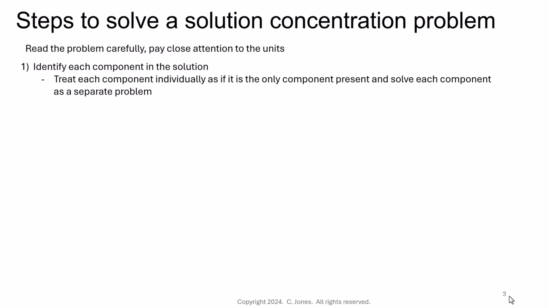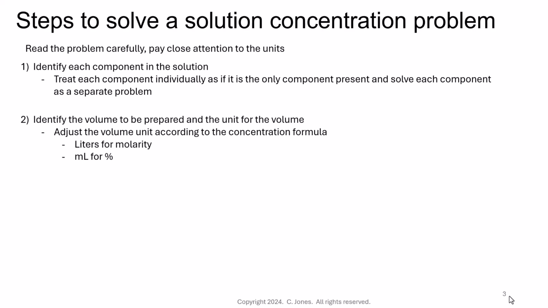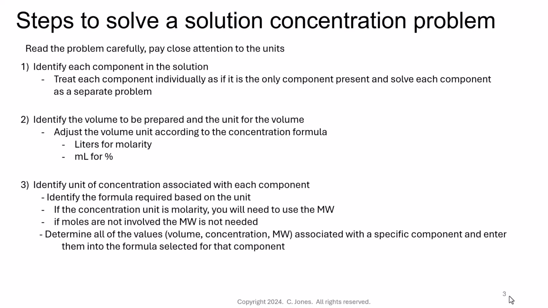Okay, so we've identified each component in the solution, and now we're going to treat each component as if it was the only thing present. Next, identify the volume to be prepared and the unit for the volume. If we need to, adjust the volume so that it corresponds to the concentration formula: liters for molarity, milliliters for percent. Identify the unit of concentration associated with each component. Once you know that unit of concentration, identify the formula required based on the unit.